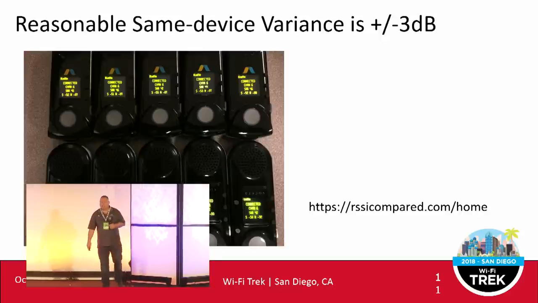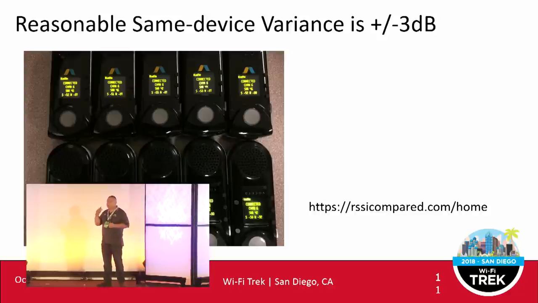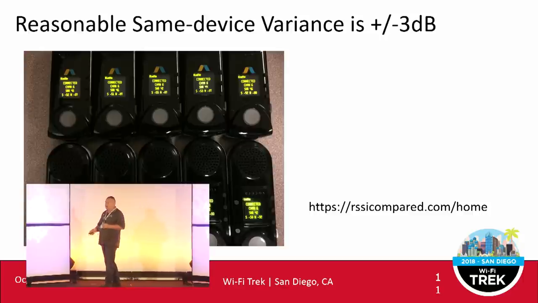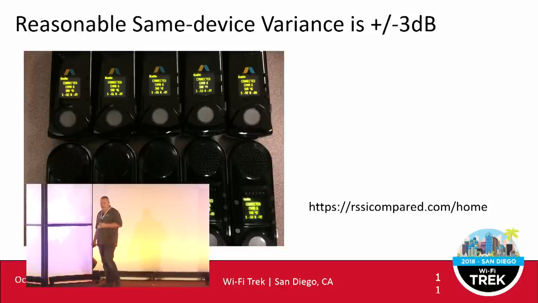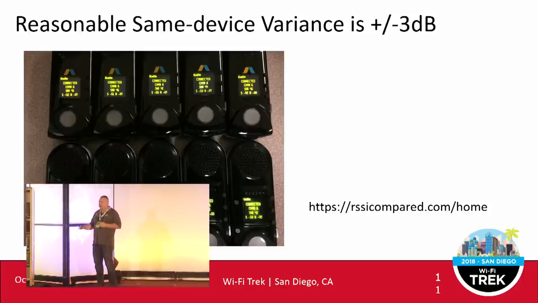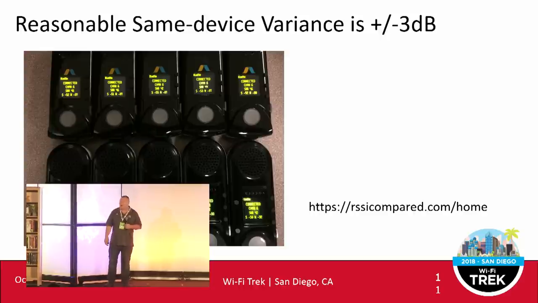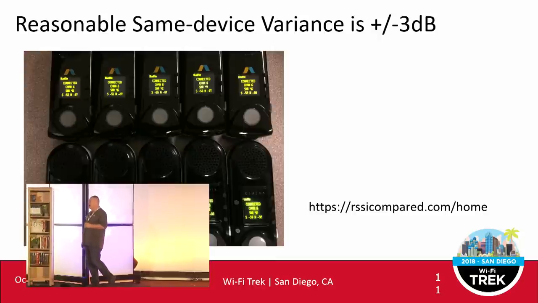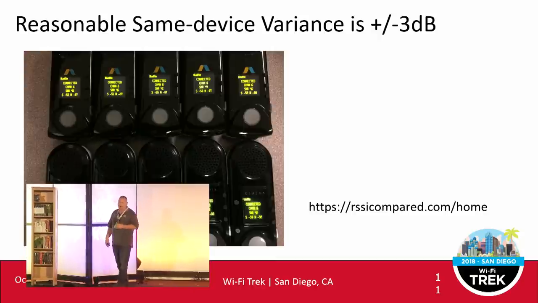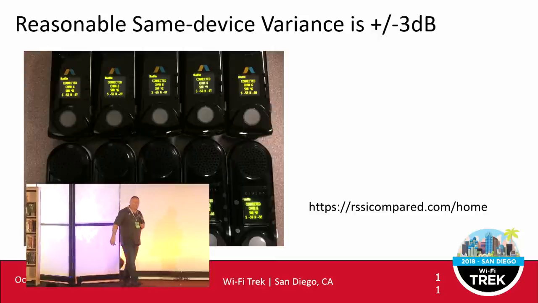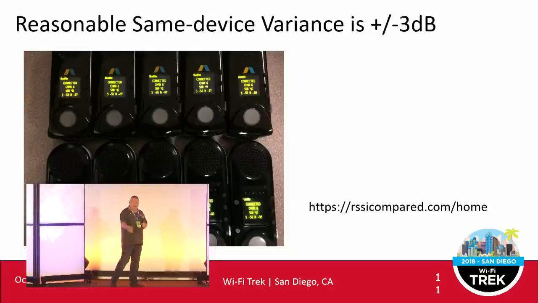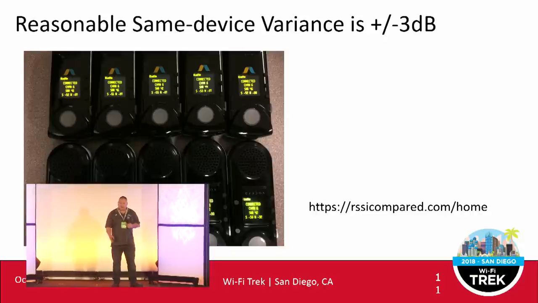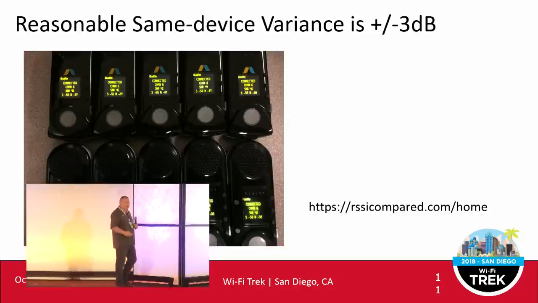Okay? So let's look at same device variance, this best case, plus or minus three. You probably can't read the values there, but we're seeing about plus or minus two to three on these very expensive badges. These are industrial grade, commercial grade gear. This is not consumer grade gear. And you can go to a Blake site, the RSSI Compared. I think Blake and Keith did some work on that, and that's a pretty nice site for looking at variance of devices.